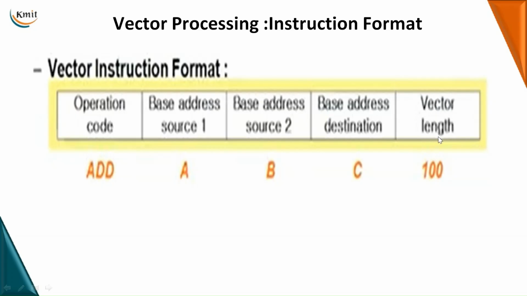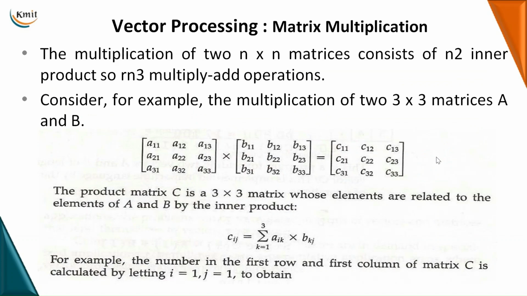The vector length specifies the number of operations that have to be performed in the ALU as a result of executing this instruction. So how many operations will be performed? 100 operations. From I is equal to 1 to 100, it performs an addition operation on these two arrays. So the vector length specifies the number of operations performed in the ALU as a result of executing this particular instruction. Okay. This is the instruction format of a vector instruction.